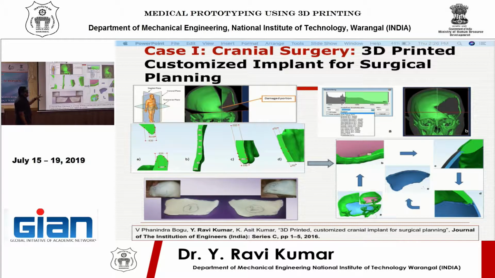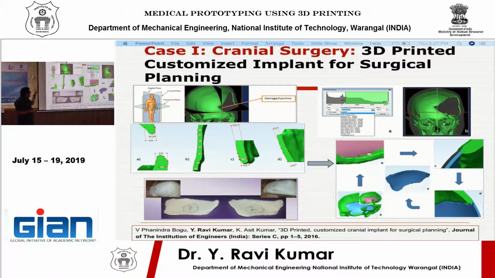This is the first attempt we have done in this area. So what we have done is, at least we took the average bone thickness, and we modeled these things in Thematic software, again from Materialise. These software packages are very costly. Even a single user license is very costly. But fortunately, I had a DST Fast Track Young Scientist project, so I bought it from that project.